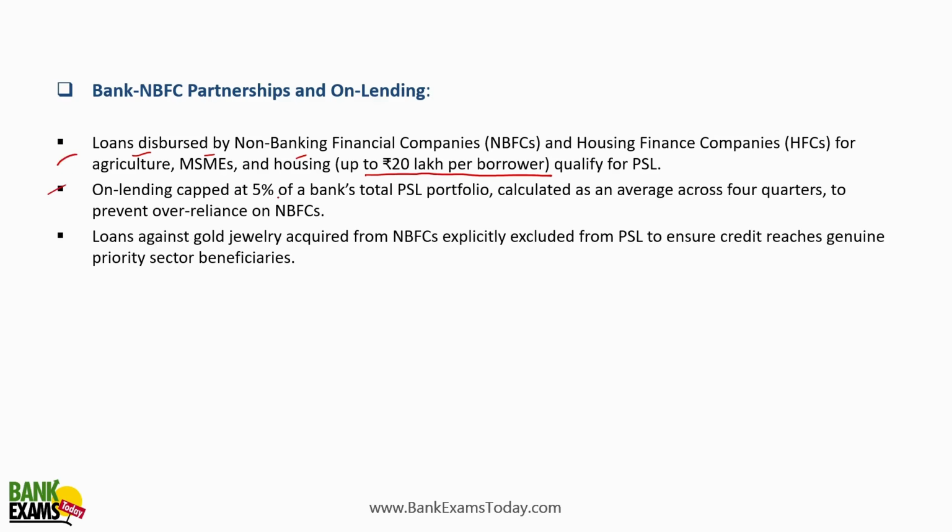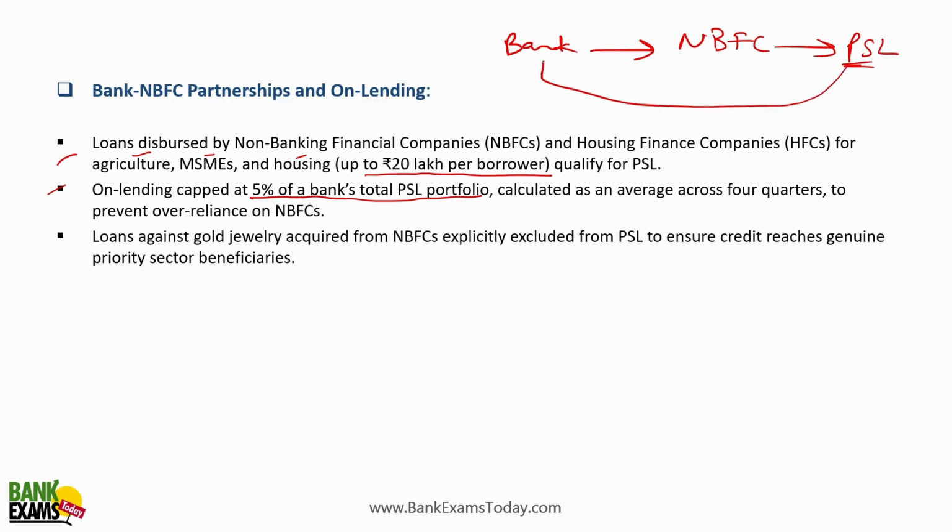On lending capped at 5% of bank's total PSL portfolio. जो on lending है, bank is giving loan to the NBFC, and then this NBFC is giving priority sector lending loans, right? So these loans would be considered towards the target of bank. PSL जो target है bank का, उस पे consider होंगे, but there is a limit of 5% of bank's total PSL portfolio.